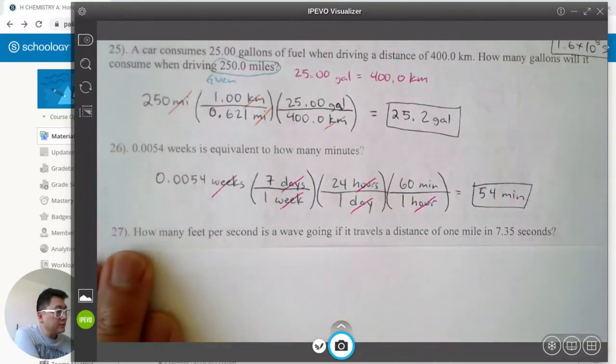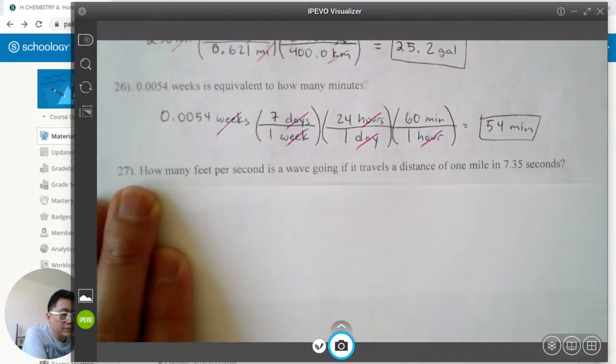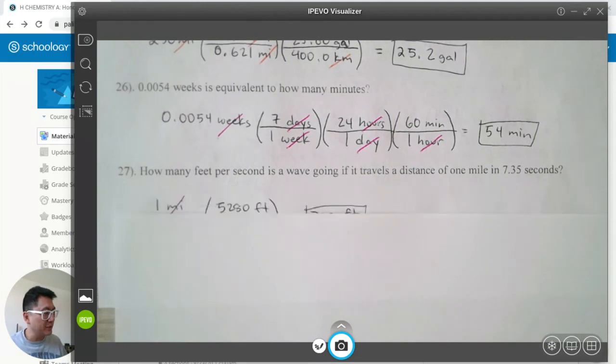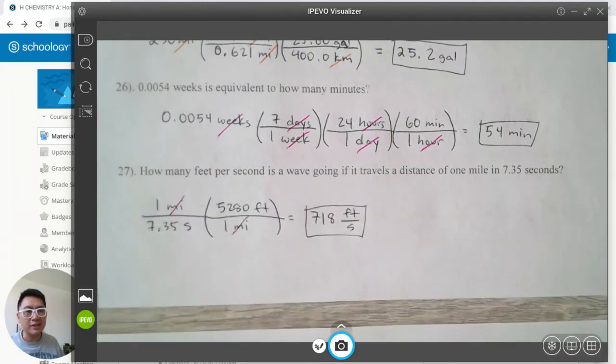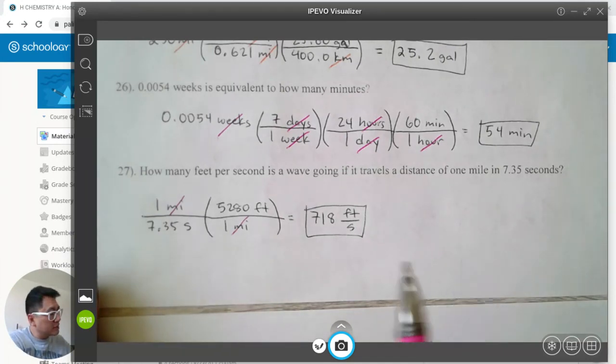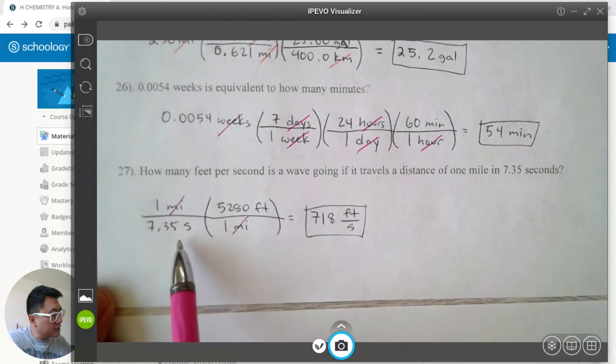Okay, last one. Question number 27. How many feet per second is a wave going if it travels 1 mile in 7.35 seconds? Okay, so good. Let's go over this, and I got 718 feet. I'm given that this thing travels 1 mile in 7.35 seconds.